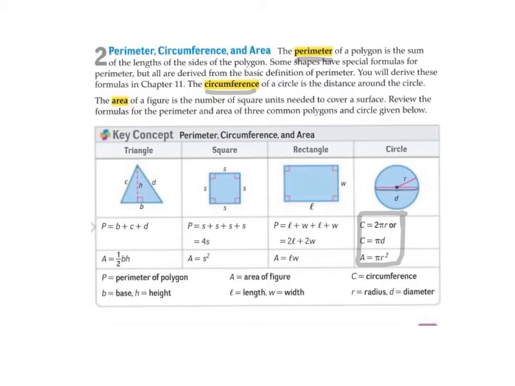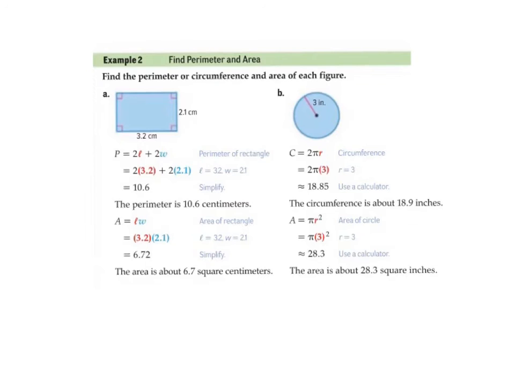Sometimes the question will ask you to use your calculator, the pi button on your calculator, or sometimes it will tell you to use 3.14 or something like that. But make sure you read before you decide which one of those you have to do to answer that sort of question. So here's example 2.